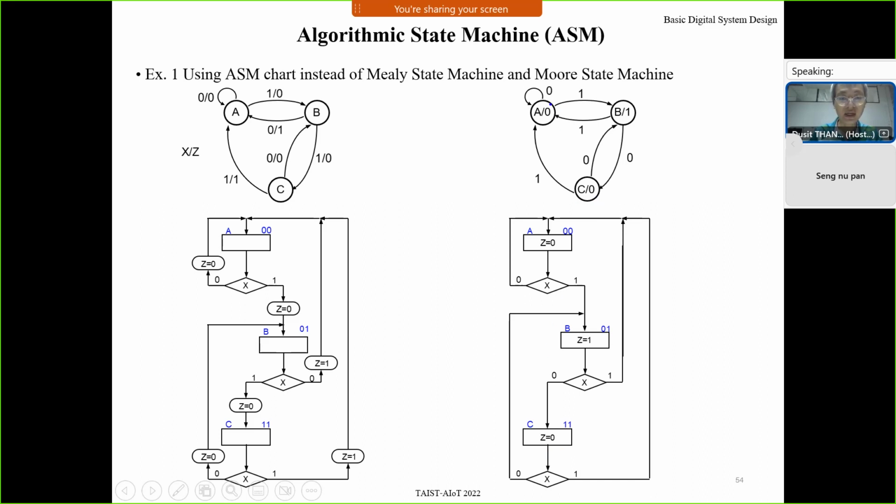Okay, for the state transitions: at state A, when input X is 0, go to A. But when input X is 1, go to B. At state B, when input X is 0, go to C. When X is 1, go to A. At state C, when X is 0, go to B. When X is 1, go to A. Okay? Understand the meaning?